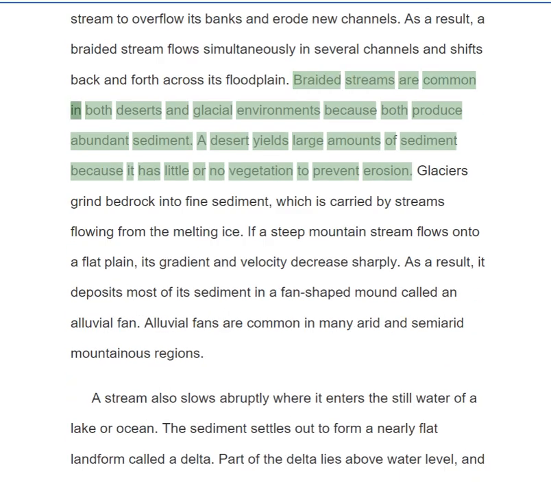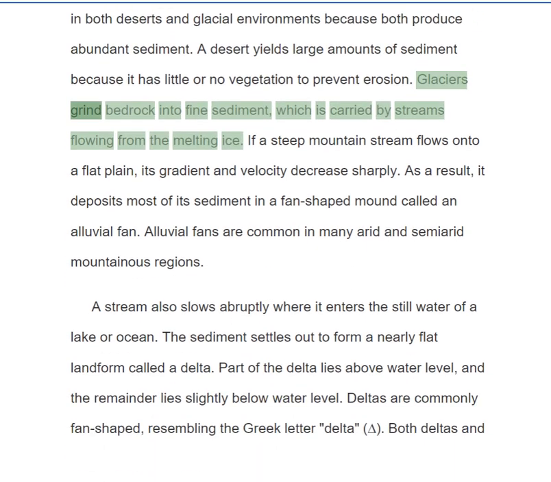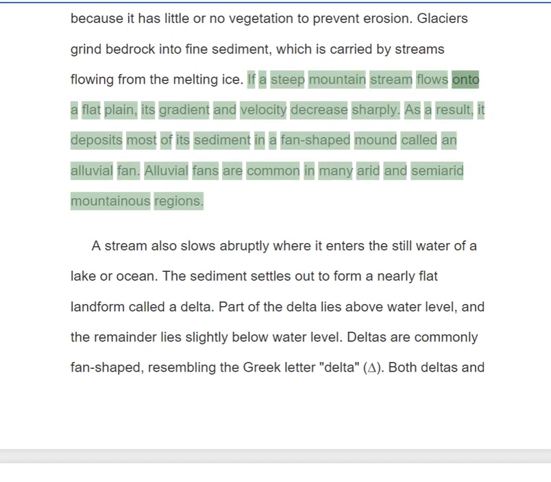Braided streams are common in both deserts and glacial environments because both produce abundant sediment. A desert yields large amounts of sediment because it has little or no vegetation to prevent erosion. Glaciers grind bedrock into fine sediment, which is carried by streams flowing from the melting ice. If a steep mountain stream flows onto a flat plain, its gradient and velocity decrease sharply. As a result, it deposits most of its sediment in a fan-shaped mound called an alluvial fan. Alluvial fans are common in many arid and semi-arid mountainous regions.